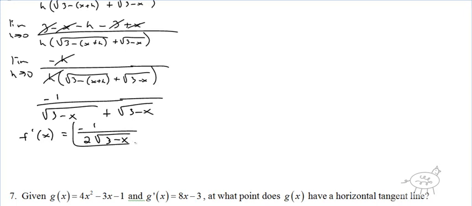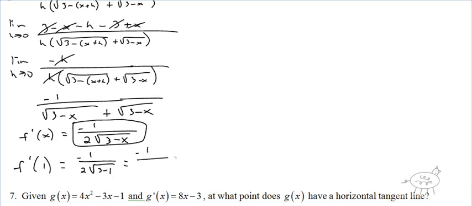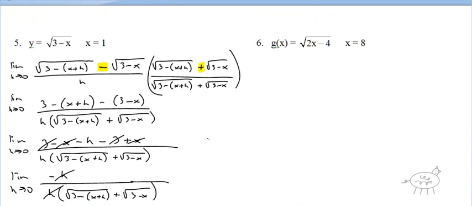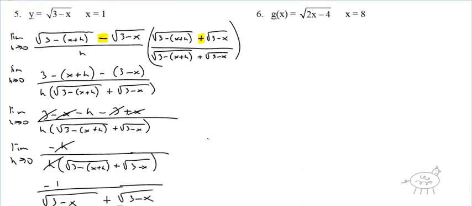Okay, so that's the first part. And then f prime of 1 just means negative 1 over 2, and it's 3 minus 1, which is negative 1 over 2 root 2. Rationalize, get negative root 2 over 4. That is what f prime of 1 is. Okay? Not too shabby. Okay, last example here, and then we move down to number 7.